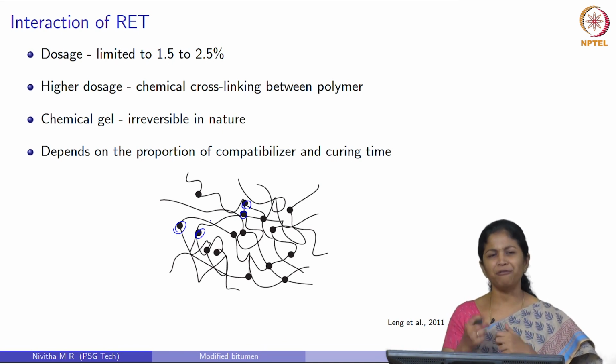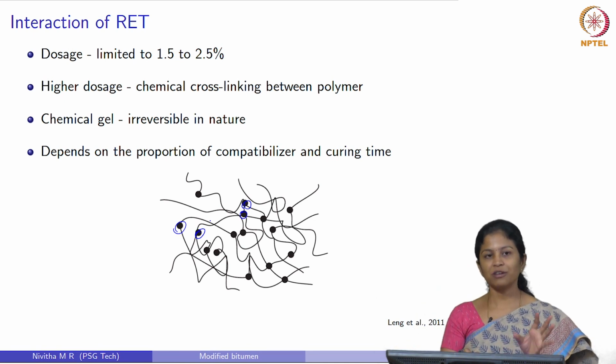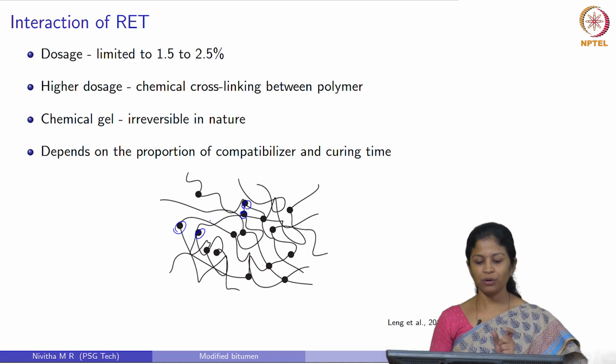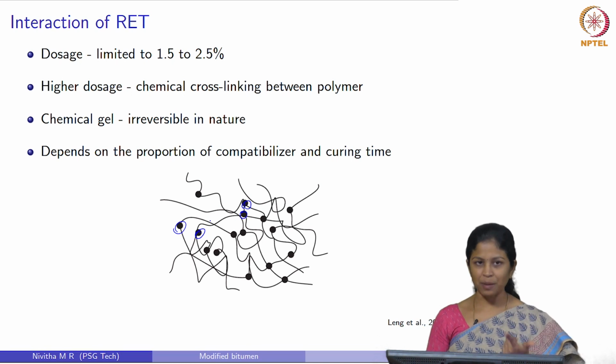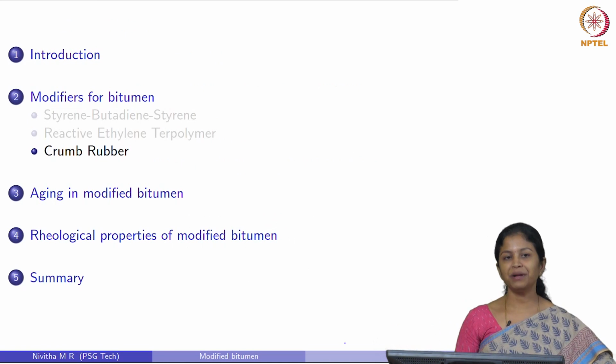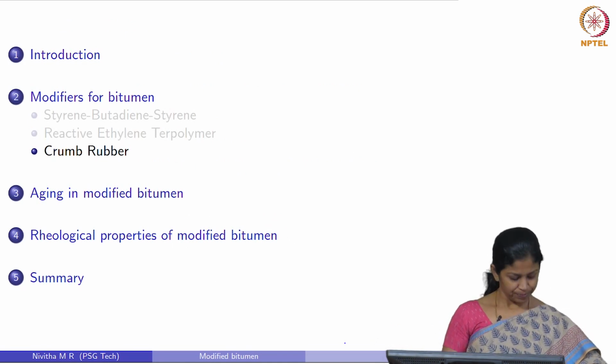So, because of this they have a number of cross-linking points as shown here, and then it forms a kind of a chemical gel, a very stiff material whose viscosity increases substantially. So, because of this formation of a chemical gel, it becomes kind of an adhesive kind of a material, it is no more a modified bitumen. So, in the case of reactive ethylene terpolymers, the dosage is advised to be limited to 1.5 to 2.5%. Again, it depends upon the type of base bitumen, the type of modifier used, a number of variables which will determine the dosage. Next, we will move on to the third class of modifier, which is nothing but crumb rubber.